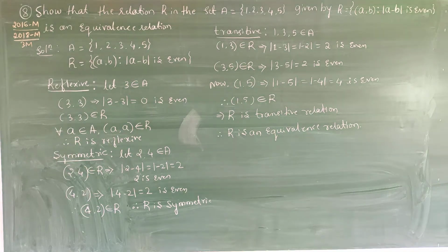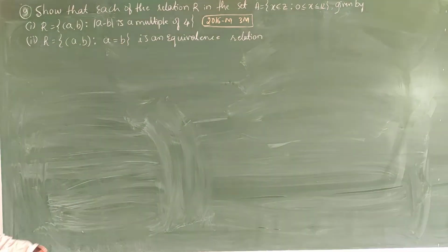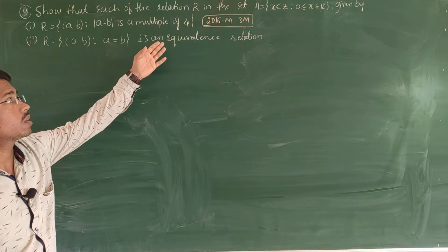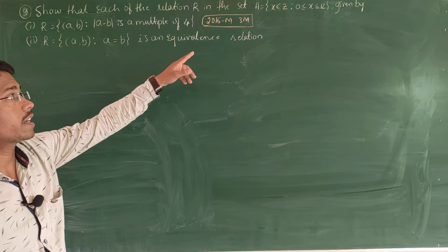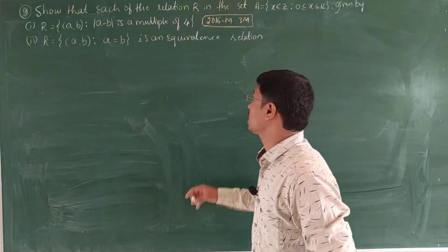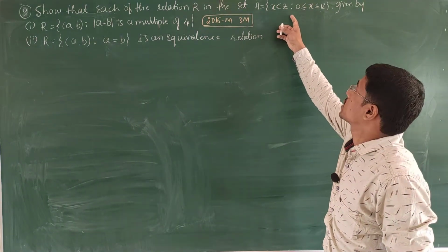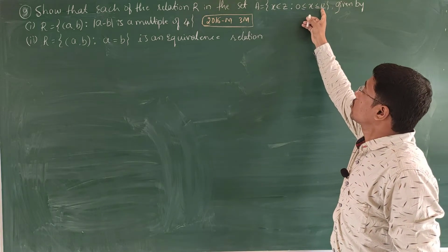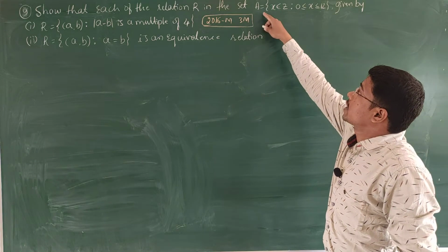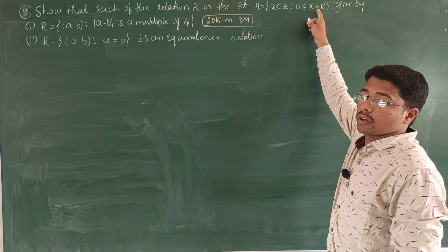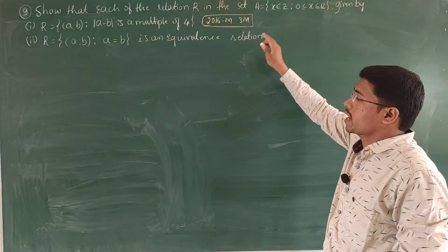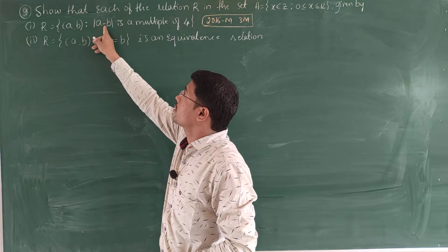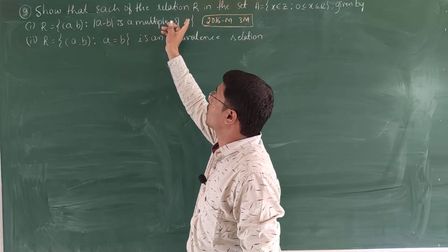Okay, next question. Show that each of the relations in the set A is an equivalence relation. The set is given: A is {x belongs to Z such that 0 ≤ x ≤ 12}. So the set A is from 0 to 12, including 0 and 12. The relation is given by: first one, R equal to (a, b) such that |a − b| is a multiple of 4.